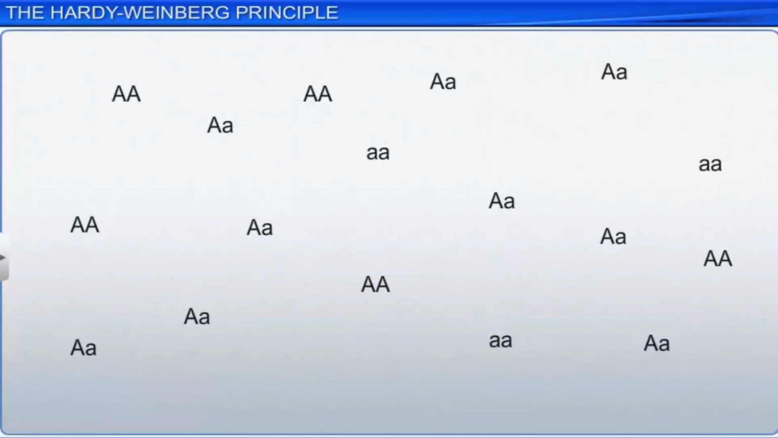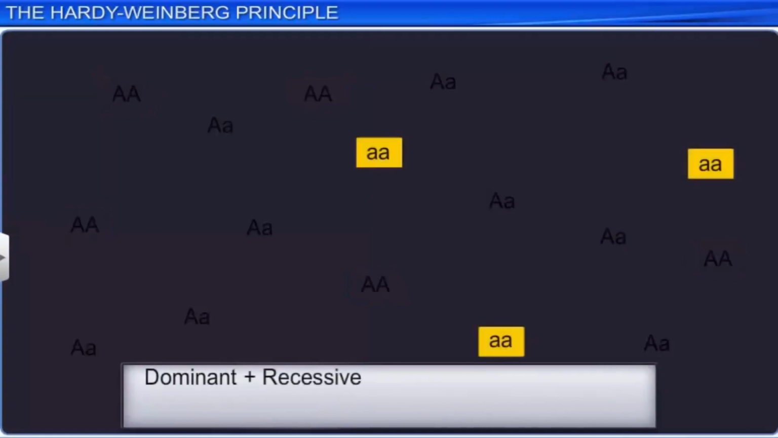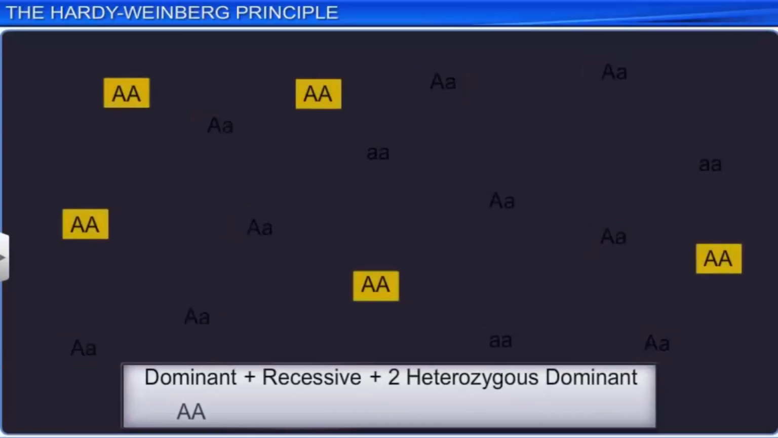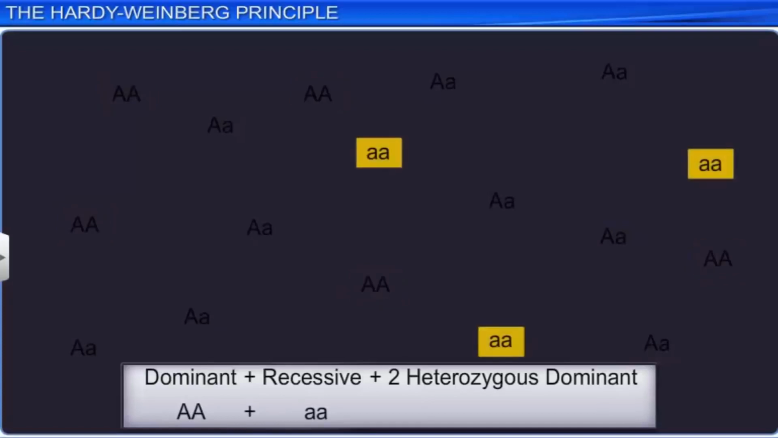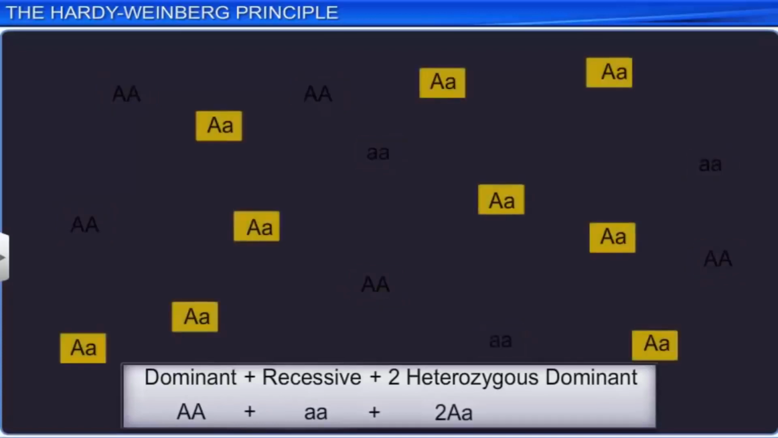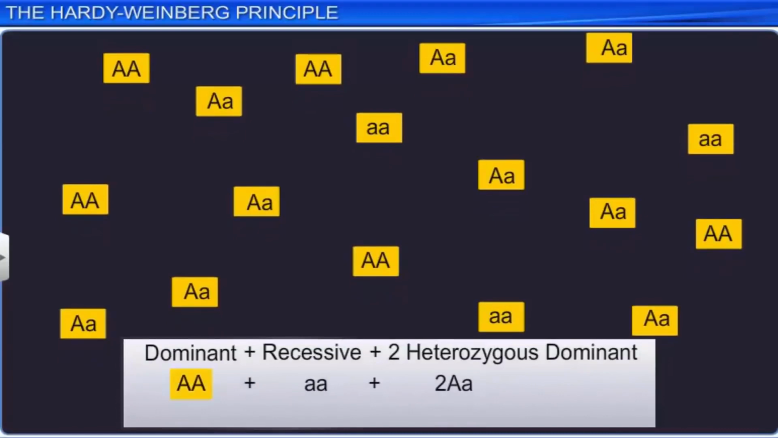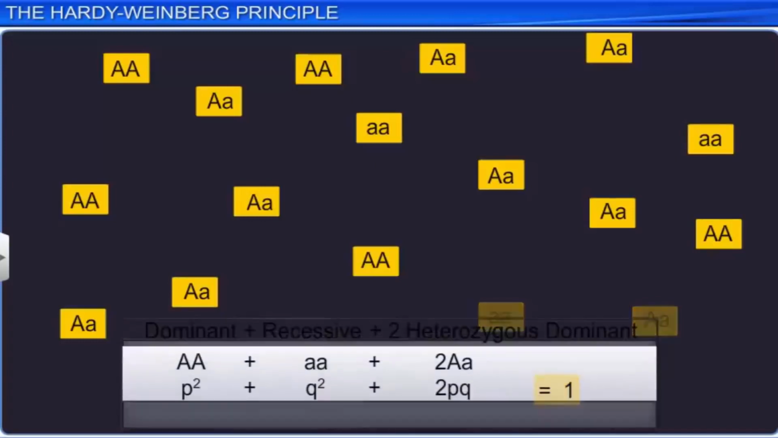The sum of all these frequencies is dominant plus recessive plus 2 heterozygous, which can also be expressed as capital A capital A plus small a small a plus 2 times capital A small a. On substituting capital A with p and small a with q, we get p squared plus q squared plus 2pq. Therefore, we get the equation p squared plus 2pq plus q squared is equal to 1, which is in fact the binomial expansion of the whole square of p plus q.